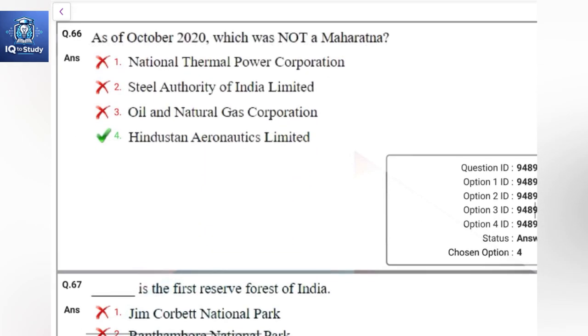As of October 2020, which was not a Maharatna? Hindustan Aeronautics Limited. Government of India categorizes all CPSEs as Maharatna, Navaratna and Miniratna.